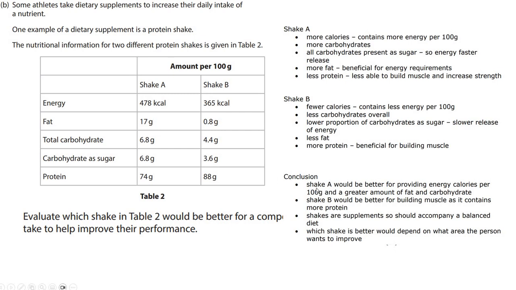So in conclusion, either shake A would be better for providing energy or calories per 100 grams and a greater amount of fat and carbohydrates. Shake B would be better for building muscle as it contains more protein. And then some just general things. Shakes are supplements, so they should accompany a balanced diet. And which shake is better would depend on what area the person wants to improve. Like if they wanted to improve their muscle, they would be taking shake B because it's got more protein. If they wanted to increase their energy release, they would take shake A.